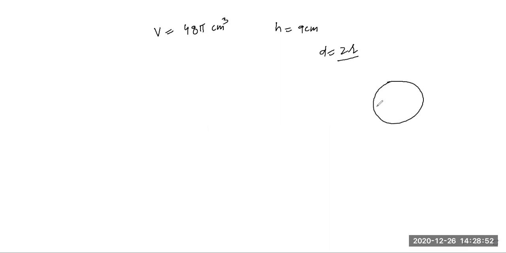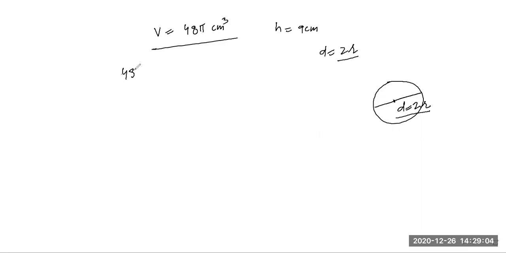Then he says the volume of a right circular cone of height 9 centimeter is 48 pi centimeter cube. This is the volume of the cone, and it's given that its height h is equal to 9 centimeter. Find the diameter of the base. So simply we have to calculate diameter, that is equal to 2 into r. If this is a circle, this is the radius, then double the radius will be the diameter. So very simple, this involves less calculation.